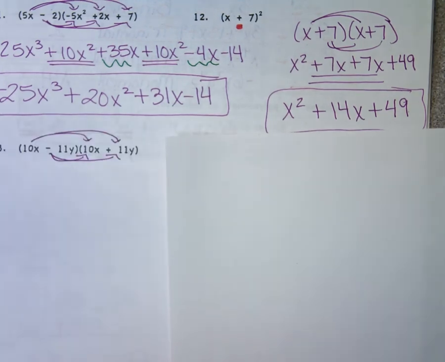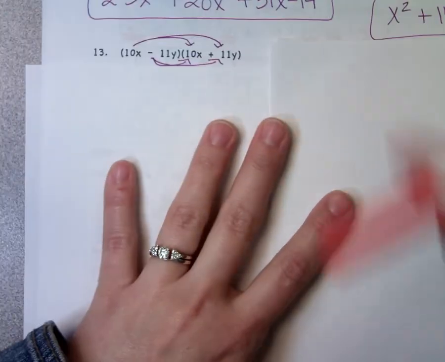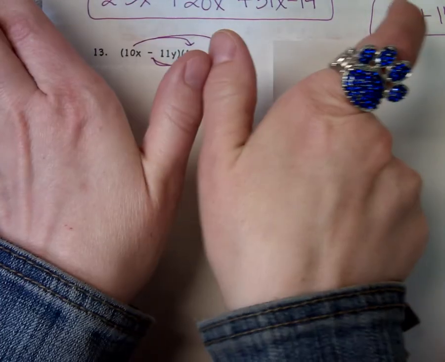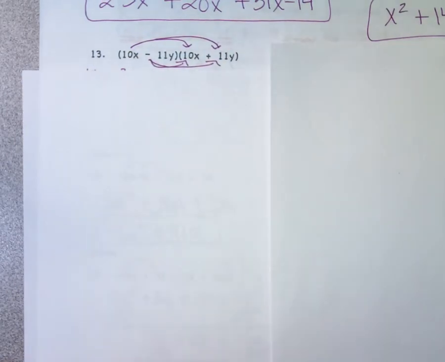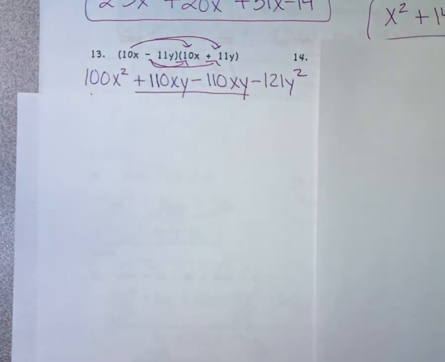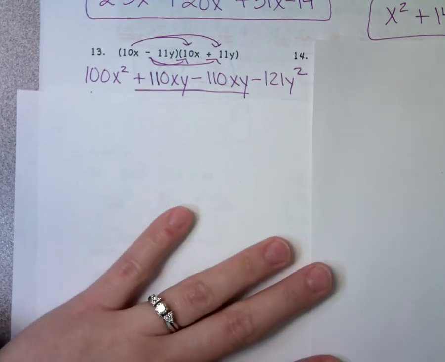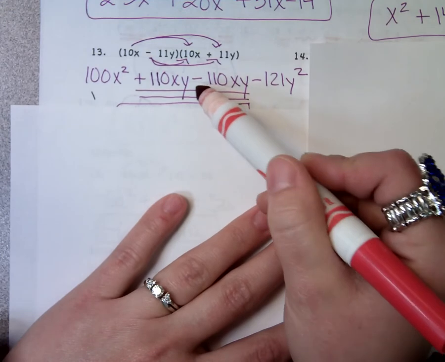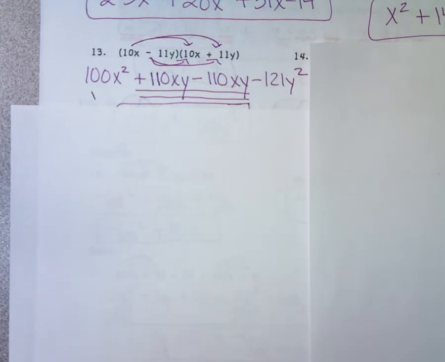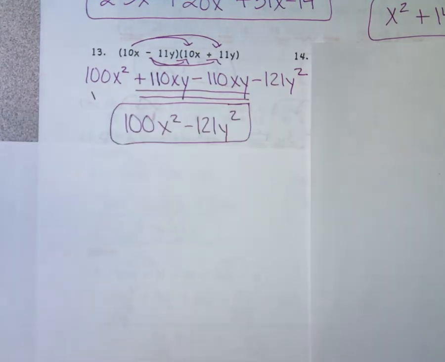Okay, number 13. I look and I see I have my parentheses smushed. So I'm going to multiply. So I start my double distributing. And this is what I get when I do that. And then if I combine my like terms in the center, a positive 110xy and a negative 110xy makes 0. Shoop! They're gone. So you just bring down the 100x squared and the negative 121y squared.